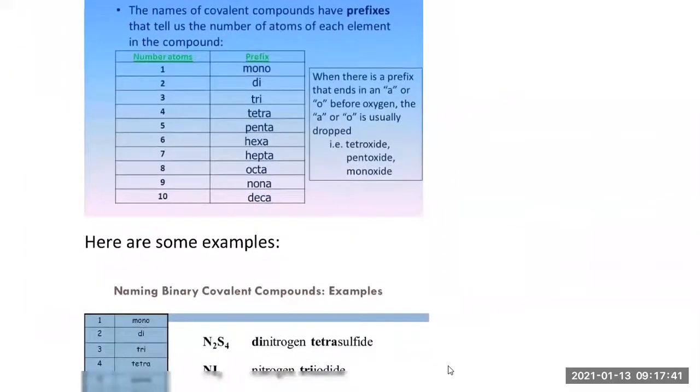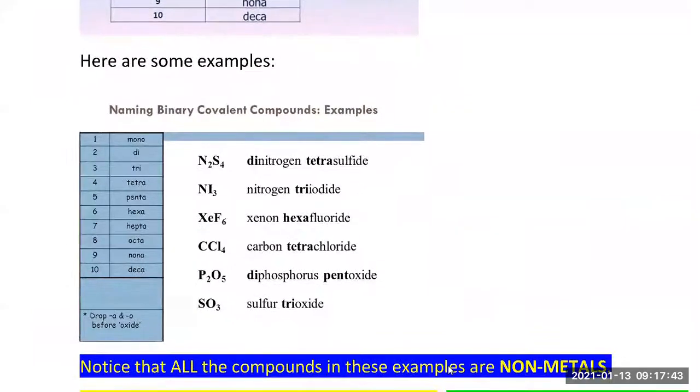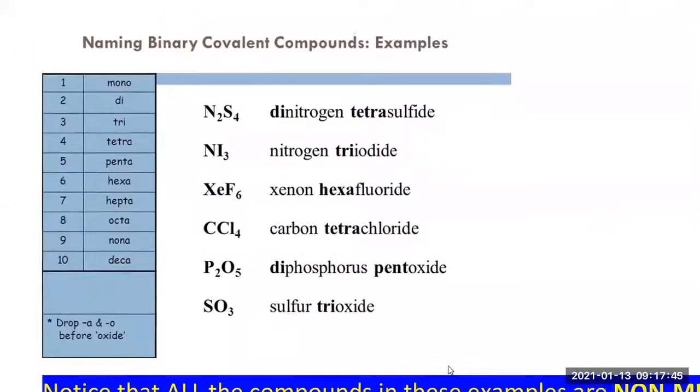So here are some examples that they gave. If you look at the formula, there's 2 nitrogens, so it's going to be dinitrogen. There's 4 sulfurs, so it's going to be tetrasulfide. We do change the ending of the second one to "ide." Make sure you do that. So it's not dinitrogen tetrasulfur. You always change the ending of the second one to "ide."